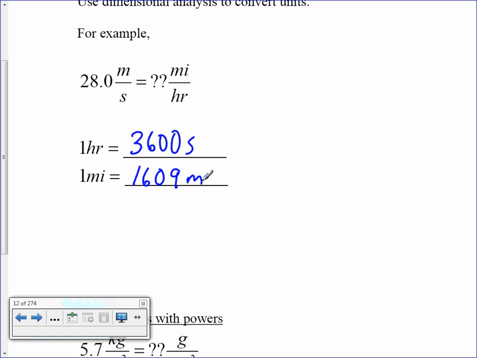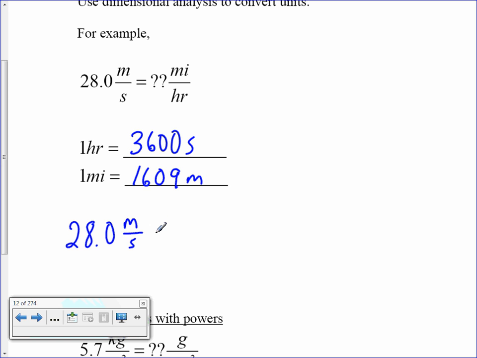All right, so if I want to convert 28 meters per second to miles per hour, I'm going to write it out like this. 28 meters per second. And then I'm going to do some conversion factors. And these conversion factors are going to be equivalent to 1. So I'm not really changing the nature of the quantity because I'm only multiplying it by a value that's equivalent to 1.